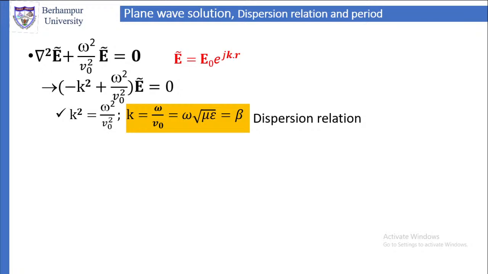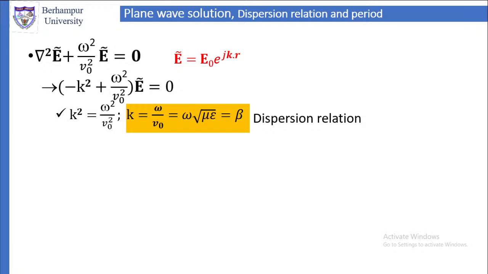Then intrinsic velocity V0 is equal to 1 by root over mu epsilon, where mu is equal to mu 0 mu r, epsilon is equal to epsilon 0 epsilon r. In free space, mu r is equal to 1, epsilon r is equal to 1. So V0 is equal to C in free space. Otherwise, it will be 1 by root over mu epsilon. So therefore, K will be equal to omega into root over mu epsilon.